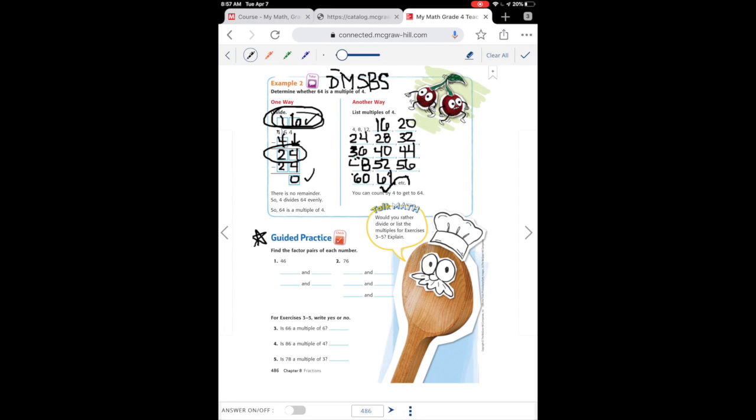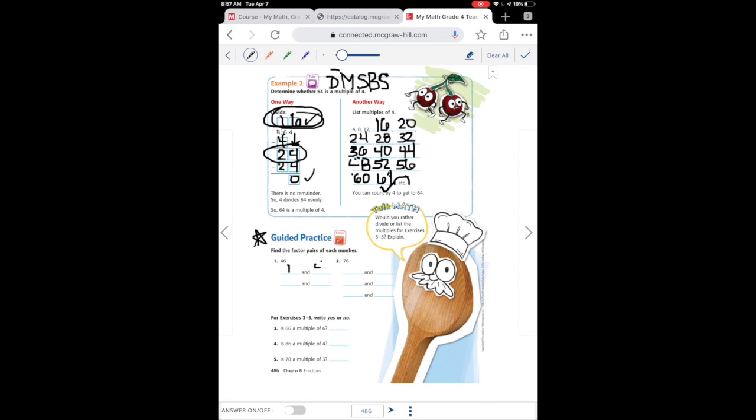First, we need to find the factor pairs of each number. So we need to figure out what numbers multiplied together will get 46 and 76. So let's start with 46 first, since that's number 1. Think back to a couple minutes ago, I said anytime you are doing factors, there's one factor pair that you will always have. Do you remember what it is? That identity property of multiplication? 1 and whatever number you are working with.